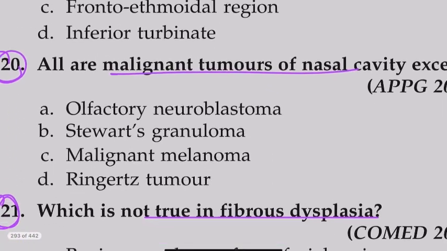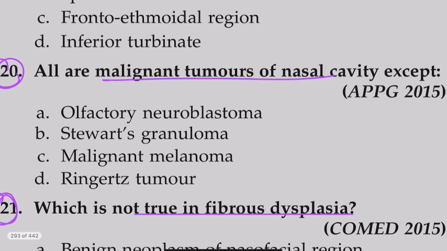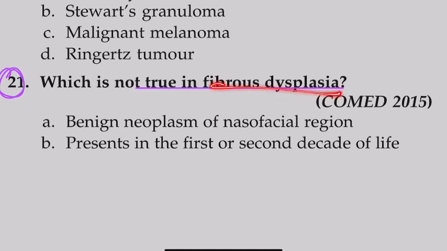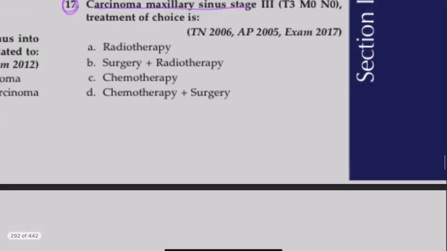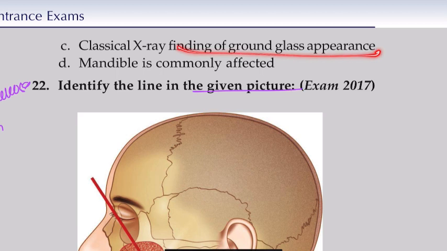All are malignant tumors of the nasal cavity except, what is not malignant? We have already said Ringer's tumor, that is our inverted papilloma. That is a benign condition, but it has maximum chance of malignancy. Which is not true in fibrous dysplasia? Benign neoplasm of nasopharyngeal region, that's right. Present in first and second decade of life, that's also right. Classical X-ray finding ground glass appearance, yes, we did this question. Mandible is commonly affected? No, mandible is not commonly affected.